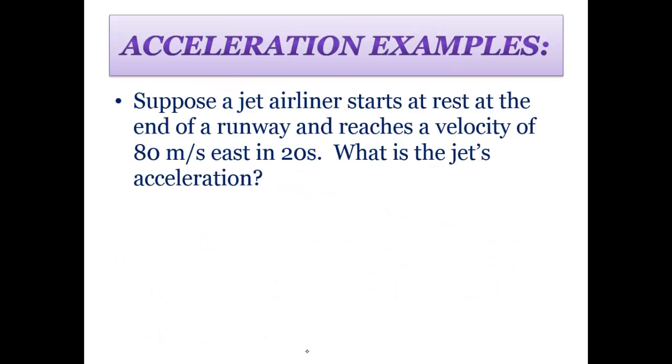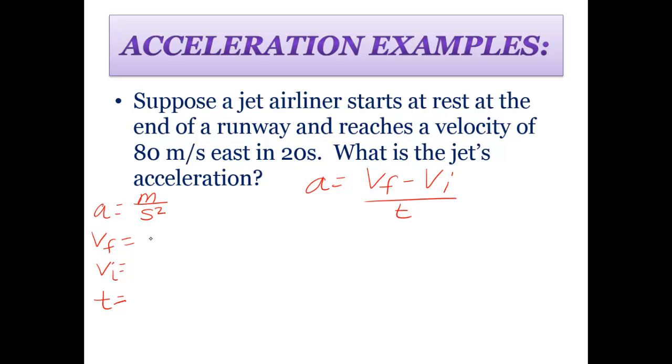Alright, let's try an example here. So our equation is A equals VF minus VI over T. These are our variables. Acceleration is going to have the units of meters per second squared. VF is going to be in meters per second, VI is going to be in meters per second, and time is going to be in seconds. You're going to distinguish these two by reading the problem and analyzing. This is one of those problems where, with acceleration, you have to focus and read.